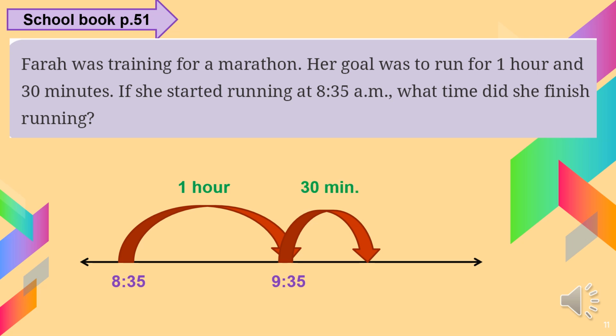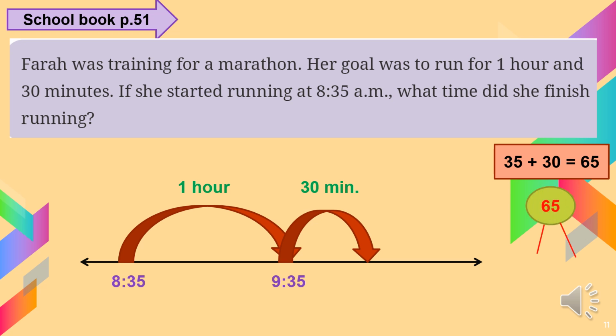So here you have 30 minutes plus 35, which equals 65. But I can't have more than 60 in minutes, so let's take 60 from it, and the remaining is 5, and 60 minutes equals 1 hour. So you will add 1 hour into the hours place. So 9 plus 1 equals 10, and you have 5, so the time is 10 and 5 minutes.